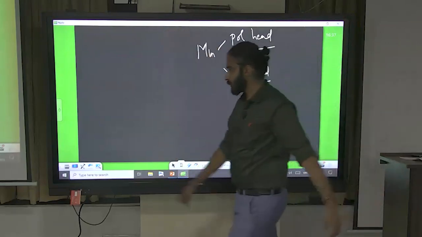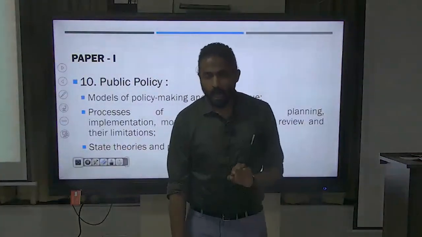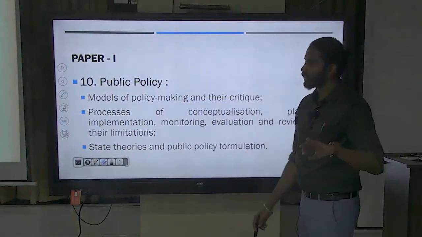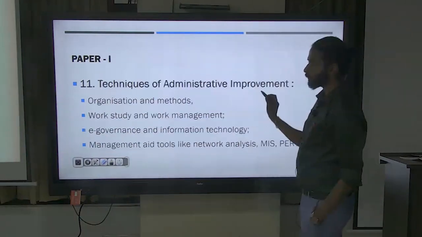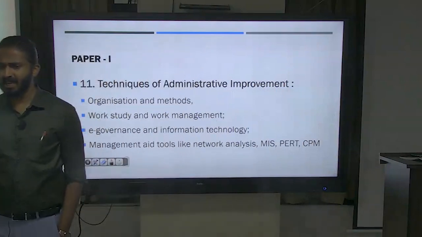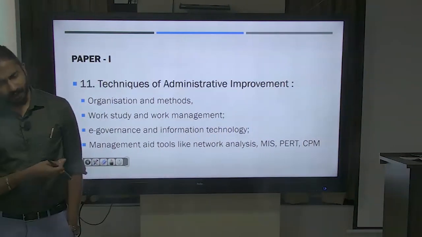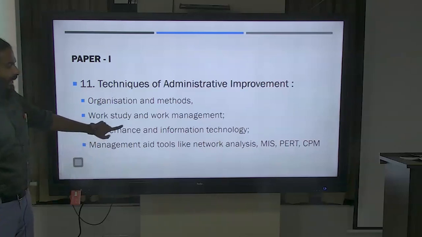cabinet secretary, right? So this chapter 10 is about public policy, right? How to make policies, different phases of policies, all these things we'll study in chapter 10. And chapter 11 is how we can improve ourselves. There are some scientific tools to make decisions. It's actually very old. Now we have moved towards artificial intelligence, right? That and all is not included here. Basically, it is about how to use technology to make some decisions. This is the 11th chapter, which is called Techniques of Administrative Improvement, like e-governance, IT, etc.